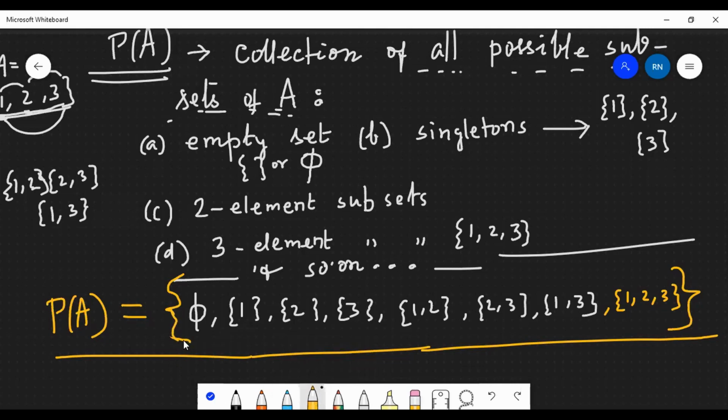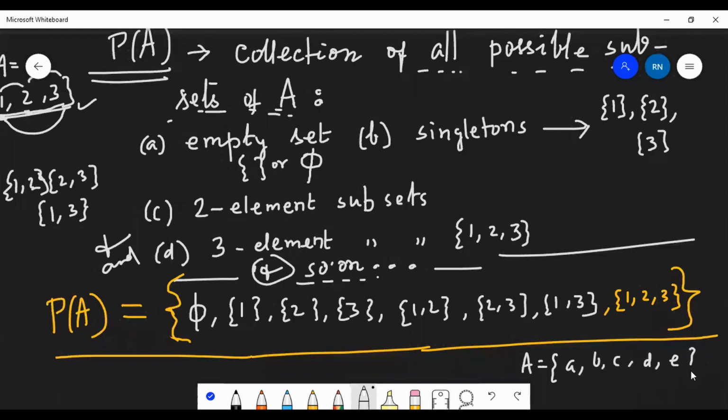Sir, under D you wrote something, sir. What is that? Under D option, this is "and so on." And so on means what? You have to go on layer by layer. Three element subset is okay for our example, where I wrote 1, 2, 3. But suppose the set A has A, B, C, D, E, then you have to go till 5 element subset. That's why I said "and so on."